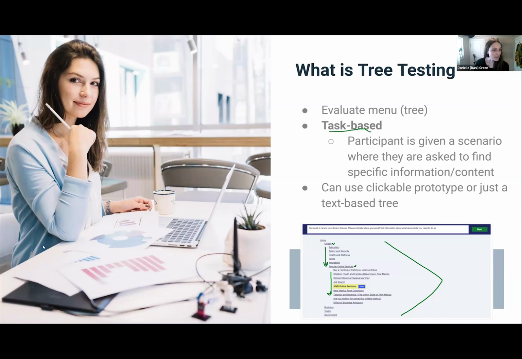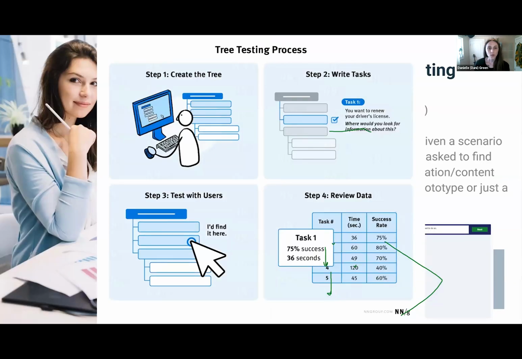Here's a little image from the Nielsen Norman Group. So when you set this up, you create the tree. It's so easy in Figma these days to just have a clickable prototype that most people will just do a clickable prototype where I'm on the website and then I'll click on each category in the main menu. And then there are subcategories and subcategories. So you can do it either way.